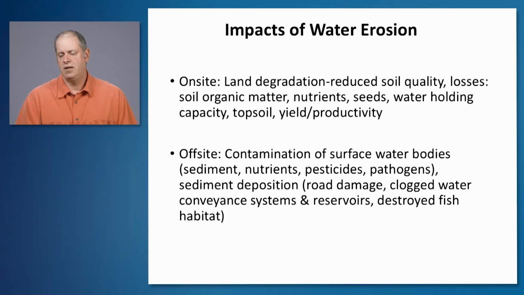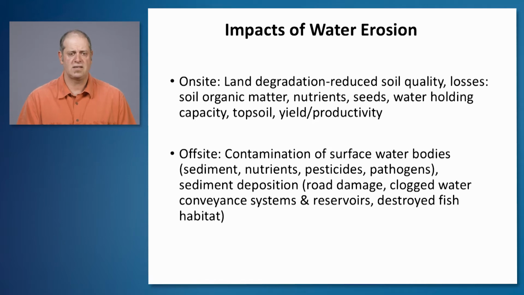The quality indicators might be losses of soil organic matter, losses in nutrients, losses in the seed bank, diminished water holding capacity, less topsoil, and therefore maybe some subsoil near the topsoil that is less prone to supporting vegetative life, and a diminished yield and productivity as a result of this.